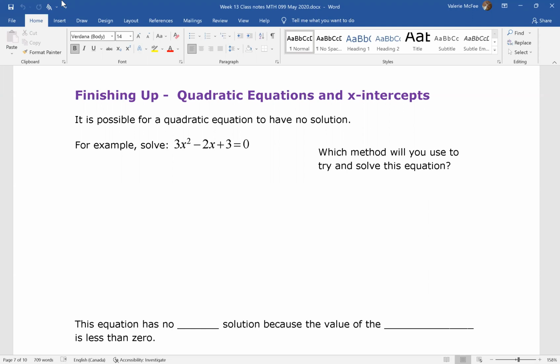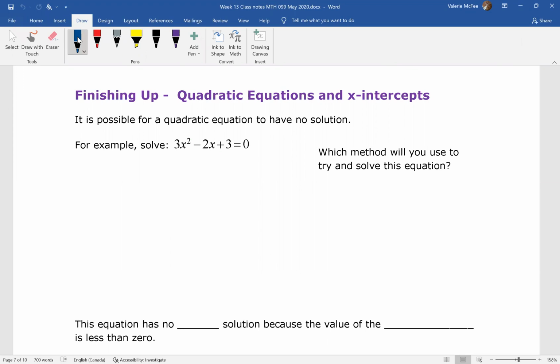Is it possible for a quadratic equation to have no solution? Well, let's look at an example here. The first question I'm asking you is, which method would you use to solve this? And remember, we have a number of methods for solving quadratic equations. We first talked about looking for a greatest common factor. I don't see one here.